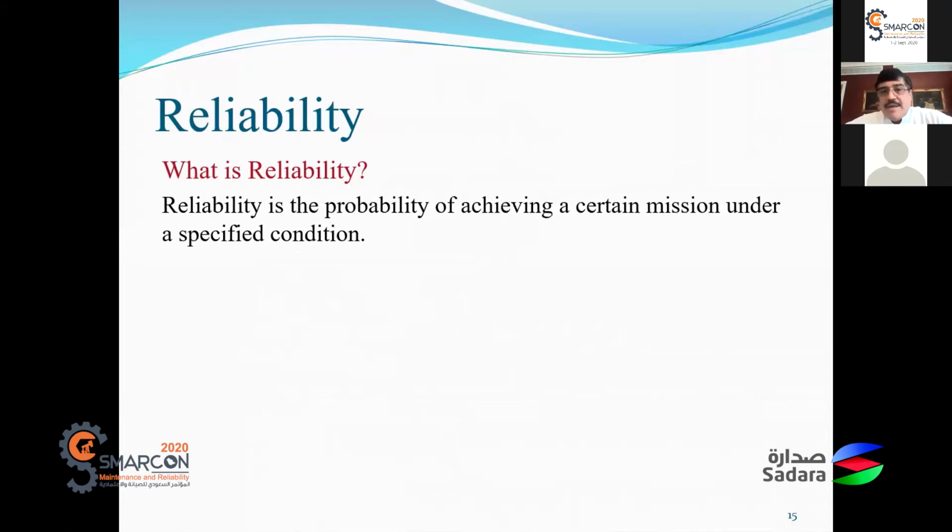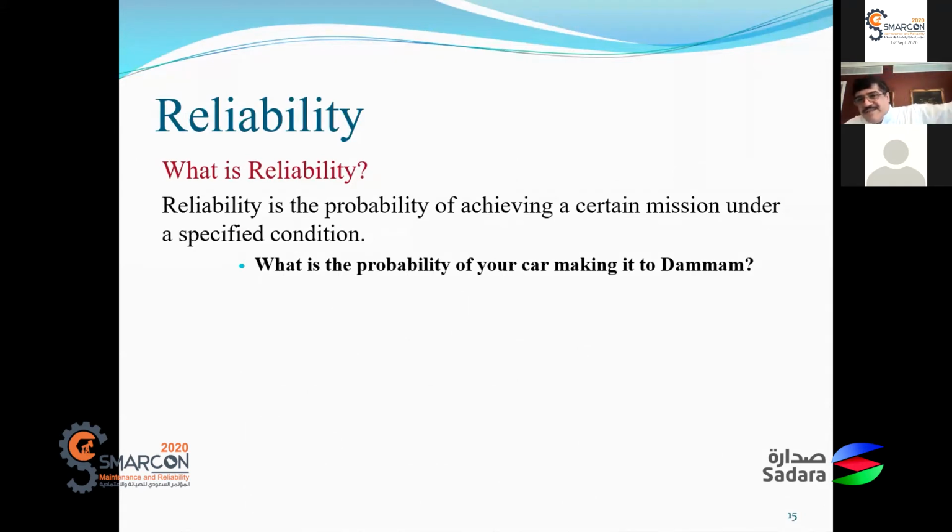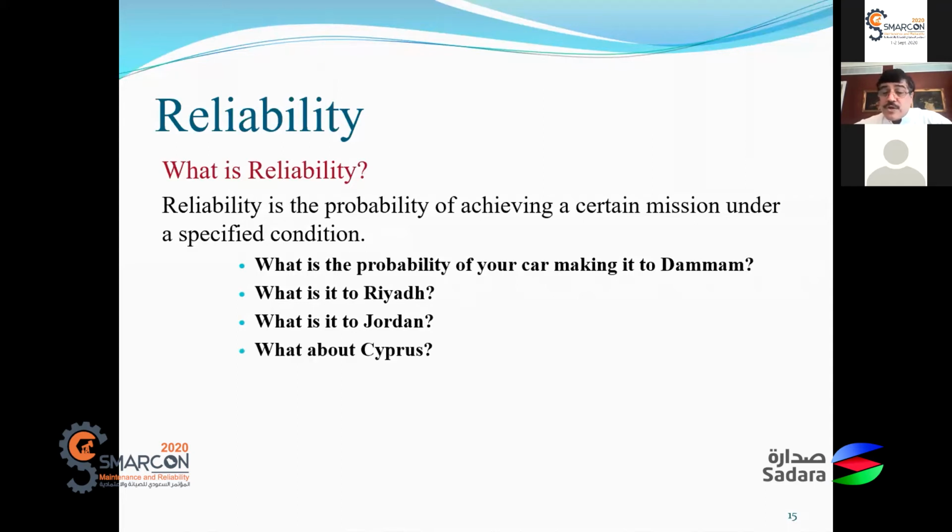Let's say I am in Bahrain now, and I have a car. What's the probability that my car will be able to make it to Dammam? Dammam is, let's say, 10 or 15 kilometers away from here. The probability for my car is probably high. But when I ask what is the probability that I will have a problem-free trip to Riyadh, then the reliability will be lower. If I ask what's the probability to Jordan or to Cyprus, then that is going to be lower and lower.